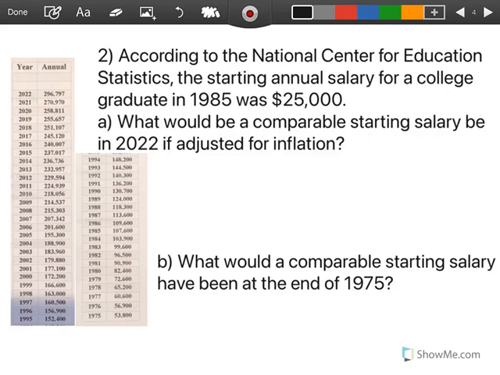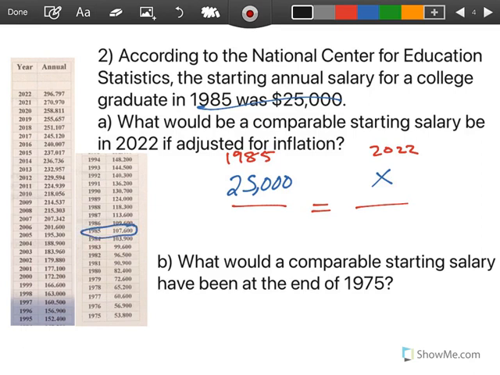According to the National Center for Education Statistics, the starting annual salary for a college graduate in 1985 was $25,000. What would that be in 2022 adjusted for inflation? Okay, so 1985 versus 2022. I like to put the years on there so it keeps me present of where I'm at. So 1985 is 25,000, and I don't know about 2022. So I go, 1985 has a CPI of 107.6. 2022 should be 296.797.